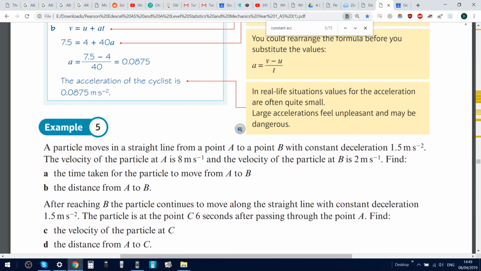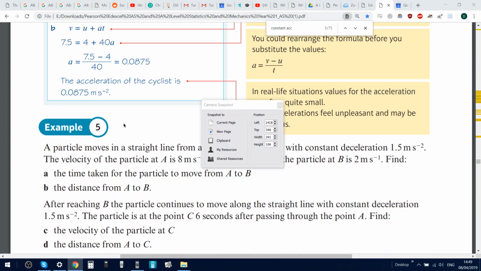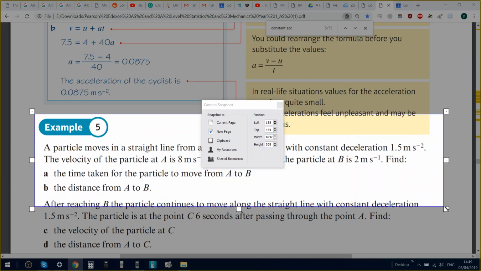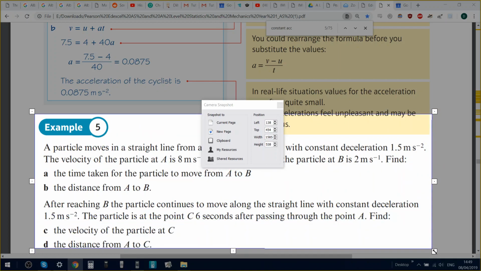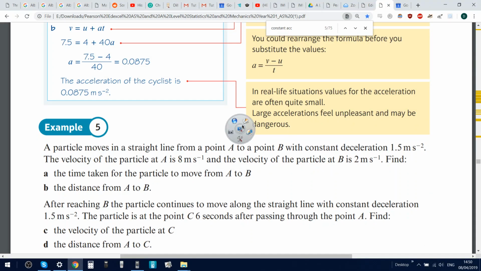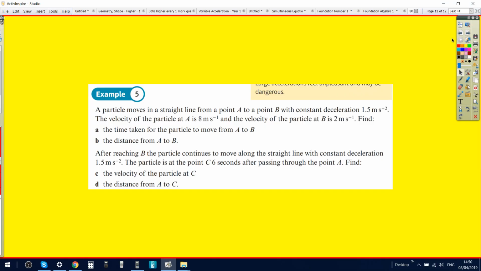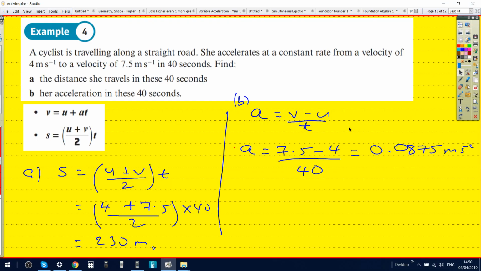Velocity and distance. Okay, let's try this. And I'll just grab that previous formulae.